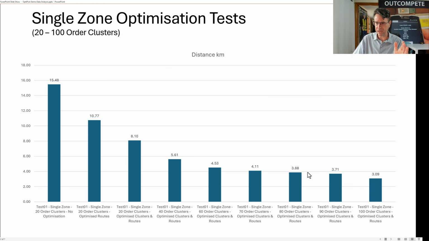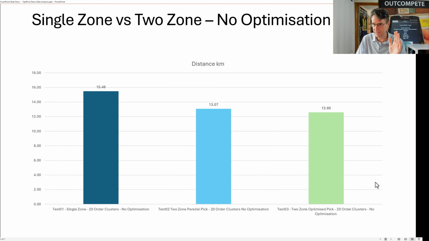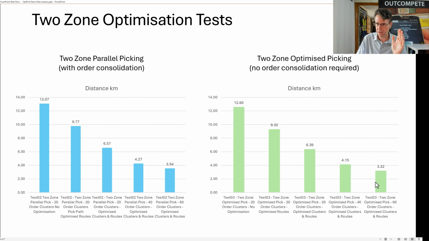Oh, there we go, right? 3.09. That's nearly as good as that. Okay, and then similarly on the parallel picking, 3.54 was the best we got. So pretty good. It's just that this is slightly better all the way. So both strategies would be worth considering in your situation, and we just see which one would actually work out better.